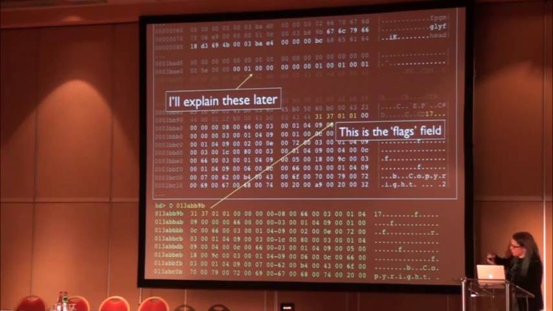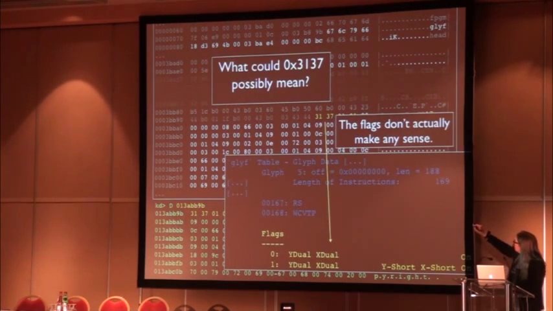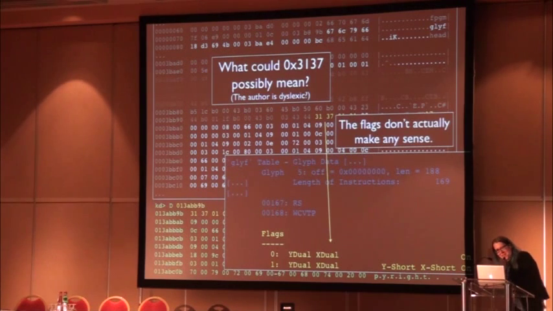These occur after the glyph program, and they're not actually used for anything in this particular exploit. So I don't actually know why they were set to this value of 3137 in hexadecimal, because it doesn't make any sense interpreted as flags, but it doesn't make sense as 3137 either, because it would have to be the other way around. And I don't know. If anyone has any guesses, let me know.